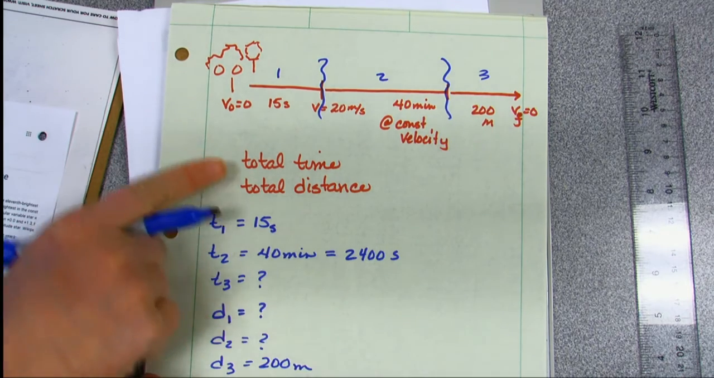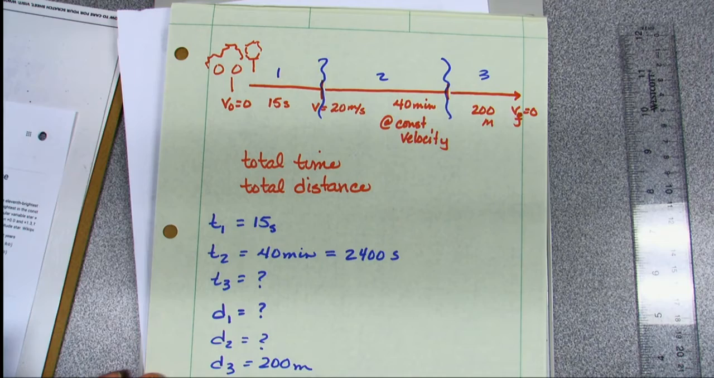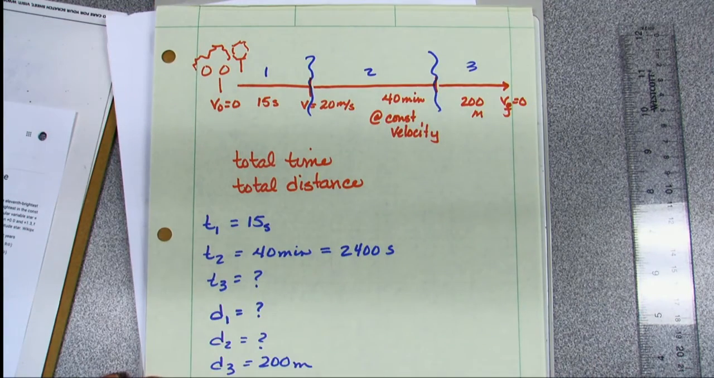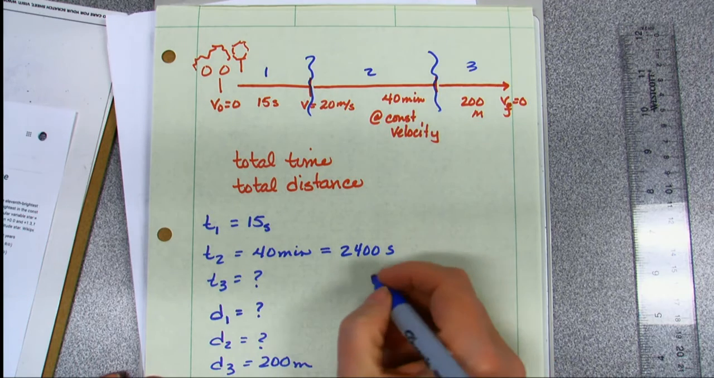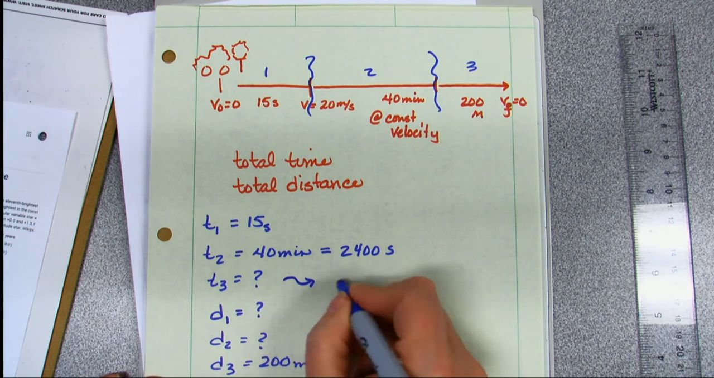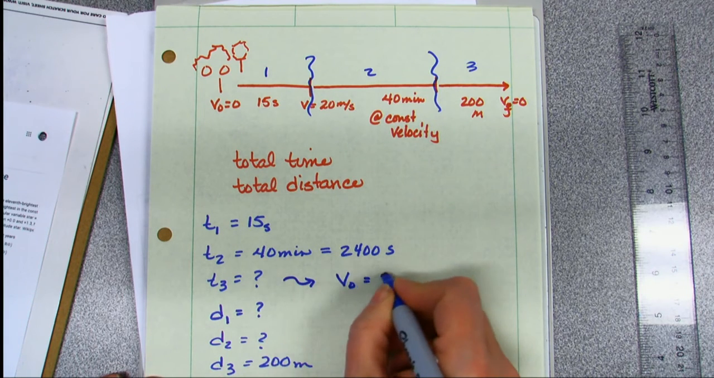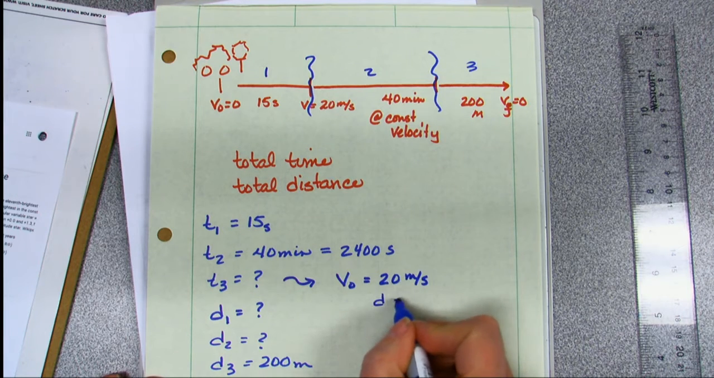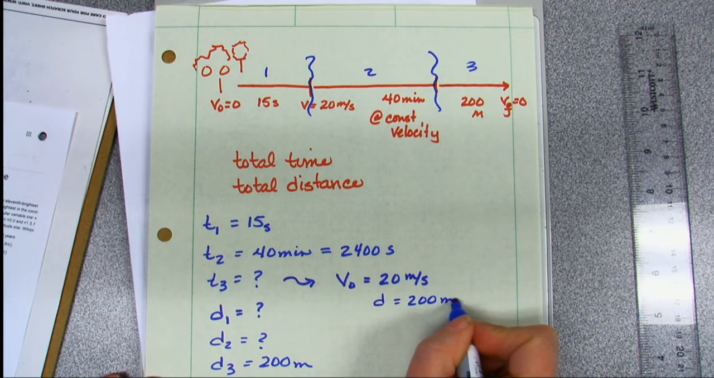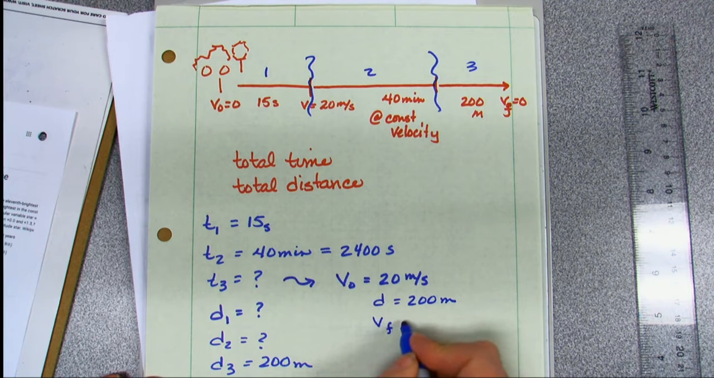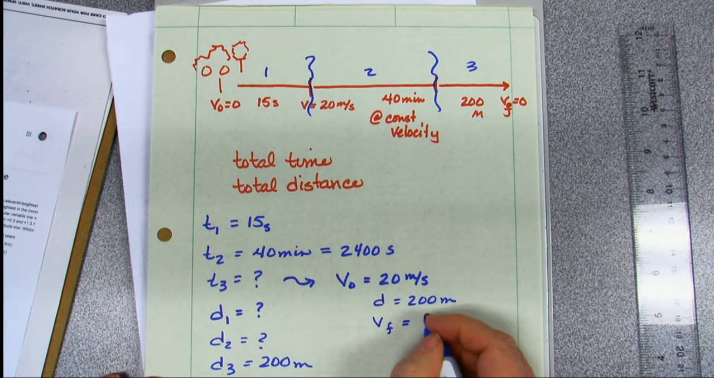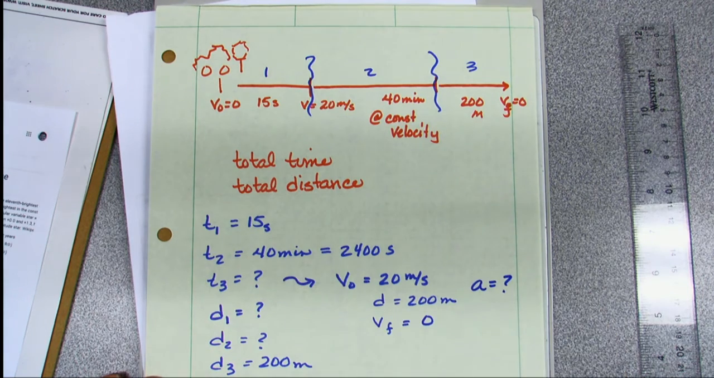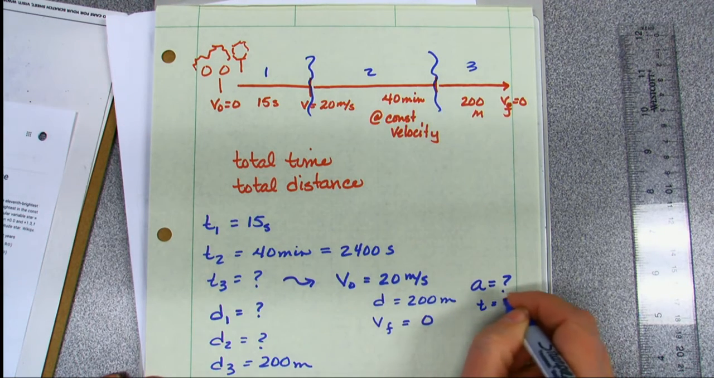To find total distance and total time, I have to figure out a few things. So let's solve for part 3 first. In part 3, I have an initial velocity of 20 meters per second, a distance of 200 meters, and a final velocity of 0. I don't know the acceleration, and I don't know the time.